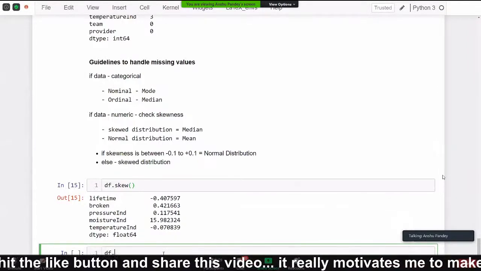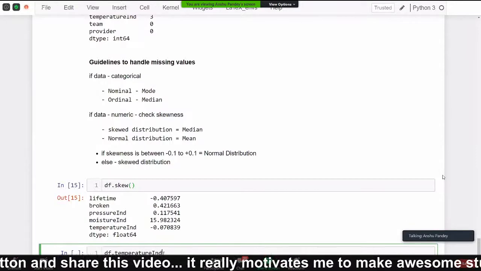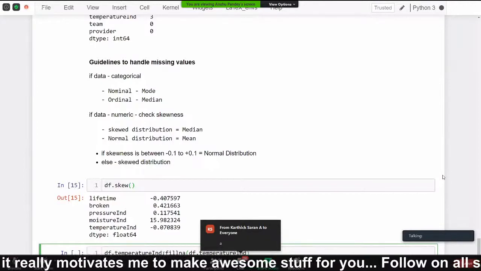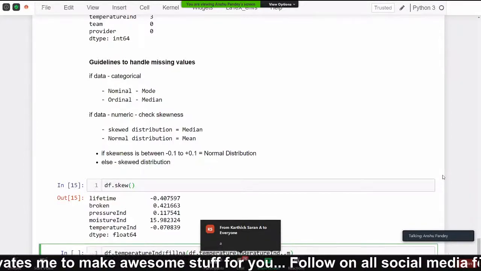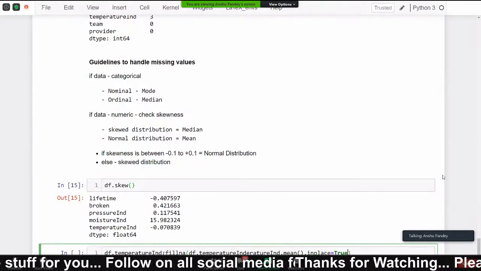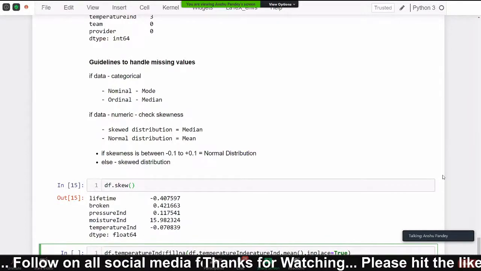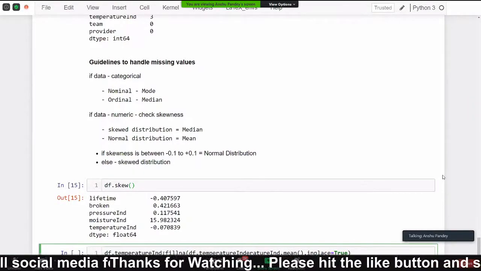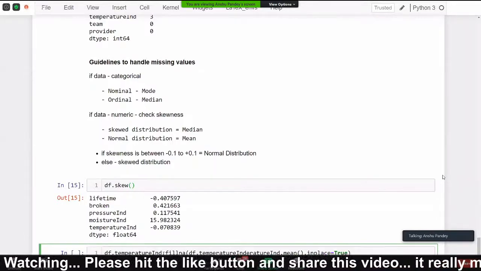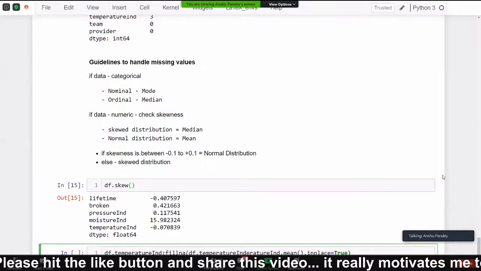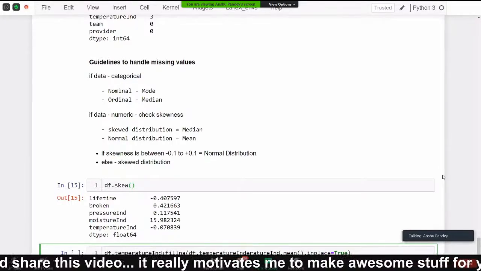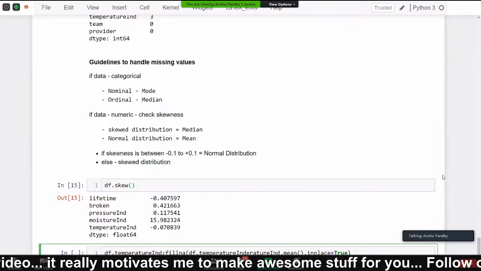So we can say df.temperature.fillna(df.temperature.mean()), that means we're going to fill the missing values by mean, and we're going to say inplace=True to completely include it within the same data frame. And pressure, so df.pressure.fillna, we're going to do that by median, and inplace=True, right?